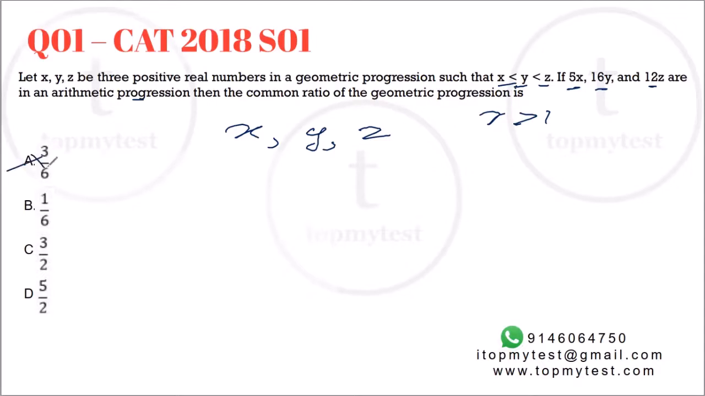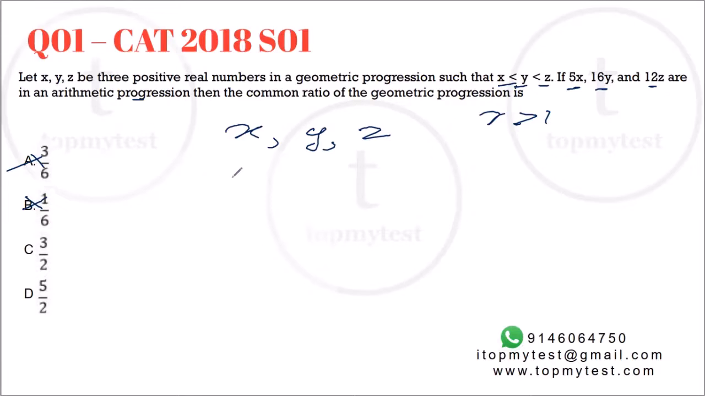Now, two options can be straight away eliminated. We have already discussed that the common ratio has to be greater than 1. So these two are straight away out. That leaves us with two of them. Now, you can either use the options and try to solve them, or you can try to resolve this with the concepts of geometric progression and arithmetic progression. Let's do it in both ways. Let's try the option method.